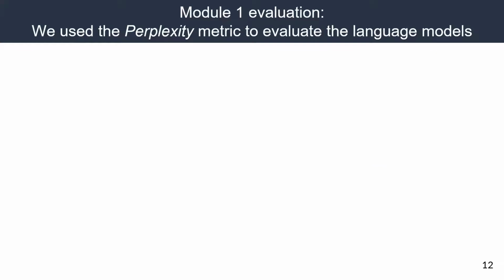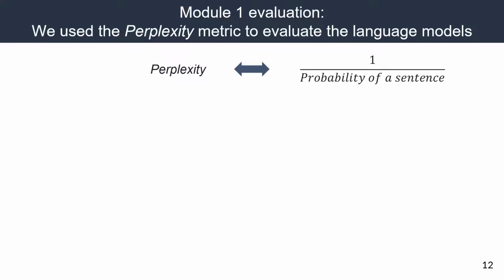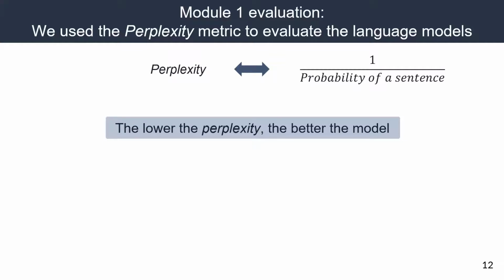To evaluate all of those models, we used the Perplexity metric. So this metric, Perplexity, is related to the inverse of a probability of a sentence. So for example, if you have a prediction for a word, you have a probability of that prediction, and using the chain rule, you can get the probability of the whole sentence, and this is inversely related to Perplexity. And the lower the perplexity, the better the model, just because a good language model will have a high probability of a sentence, and since this is inversely related to perplexity, the perplexity of a good model would be low.